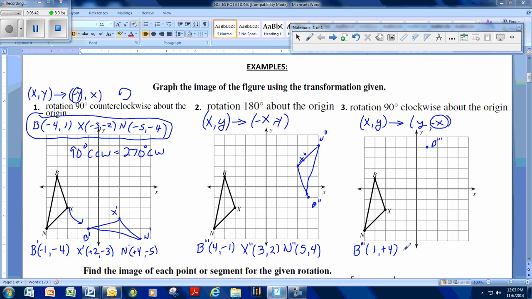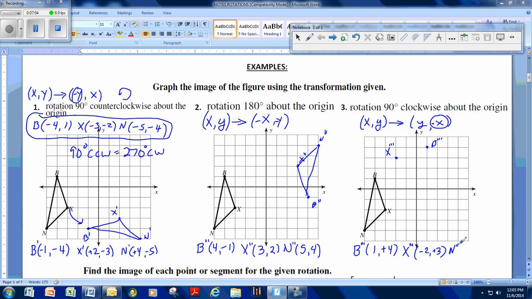Okay, let's do X. So X was (-3, -2), so let me flip-flop those: (-2, -3). And I'm going to change the sign on the second number, which is +3. So it's (-2, +3), which is right here. That would be X triple prime.